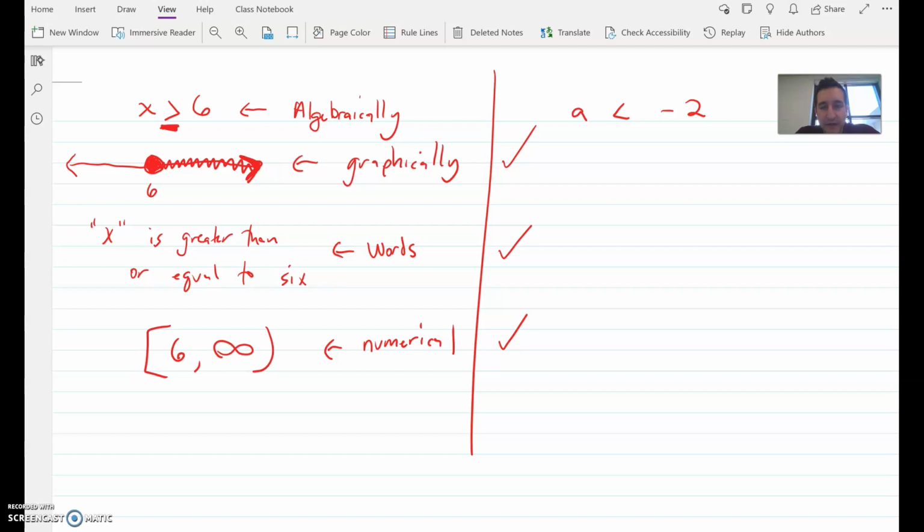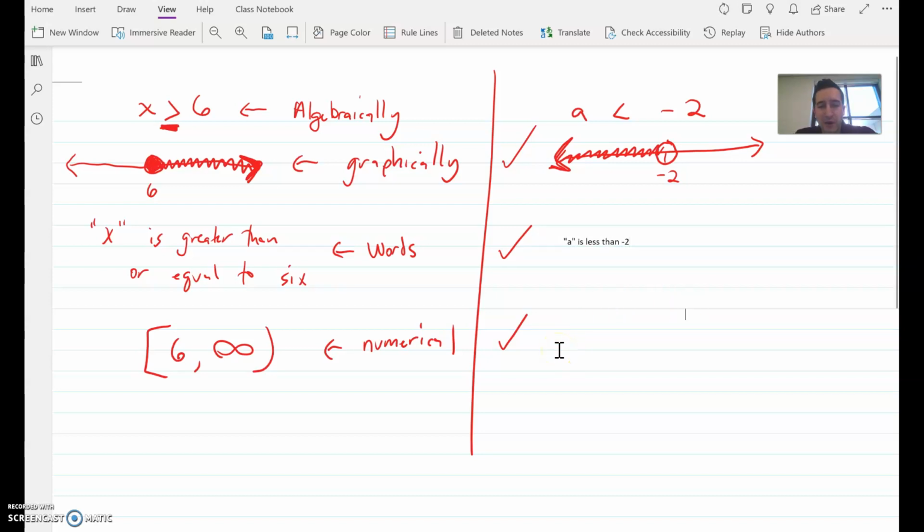Here's what we got. A is less than -2. So if I'm going to draw a number line, put -2 in the middle. A is less than, so it's going this way. And it's less than, it doesn't include -2. It doesn't have that little line under it, so I'm going to put an open circle. So there is my graphical representation. My verbal, I'm just going to type this. A is less than -2. So that's an easy one.